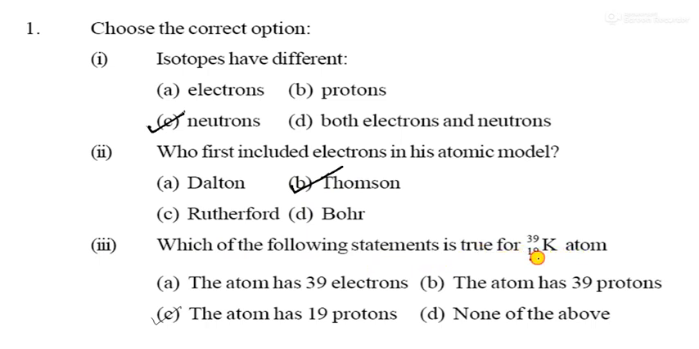The third one: which of the following statements is true for this atom? The atomic number is 19 and the atomic mass number is 39. So, the atom has 39 electrons? No, that is the mass. The atom has 39 protons? That is also wrong. The atom has 19 protons, so that is the correct answer. Now D, none of the above, is not correct. Now come to the next one.